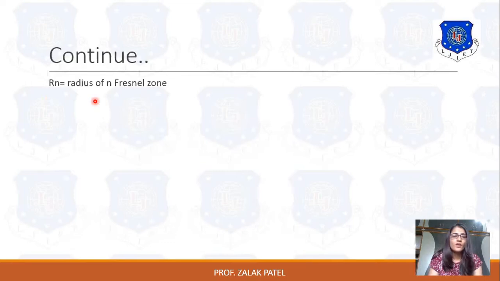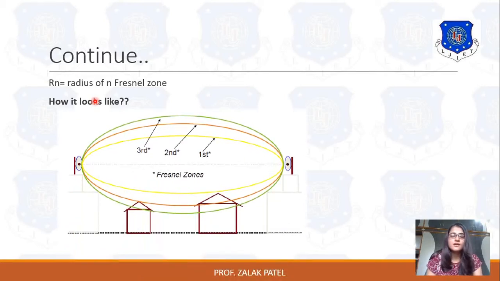Now the question is how it actually looks when there is more than one obstacle present in the path between transmitter and receiver. It looks like this. Here you can see one transmitter and one receiver. In between this transmitter and receiver, two obstacles are present. Here you can see the first obstacle and this is the second obstacle.